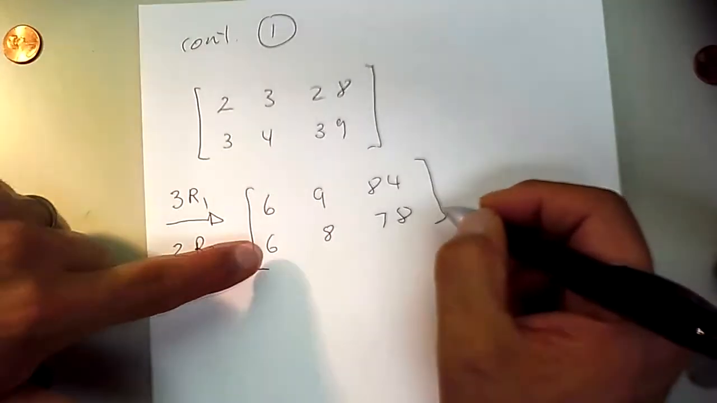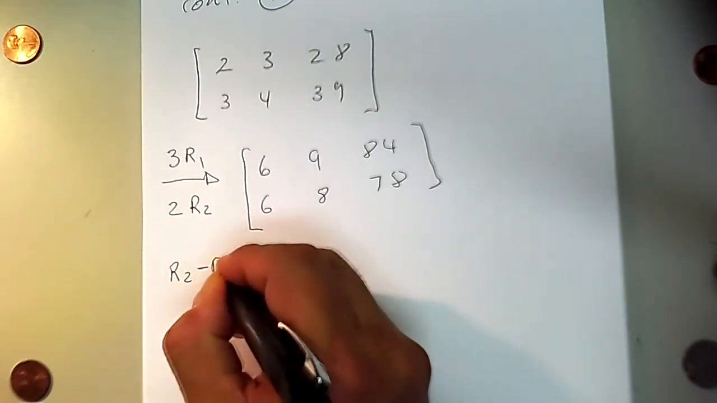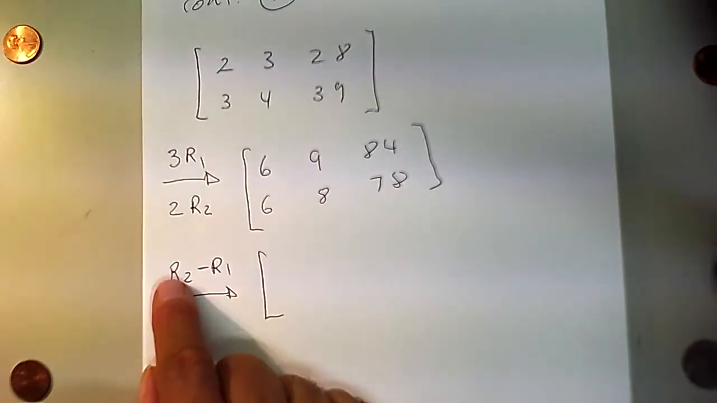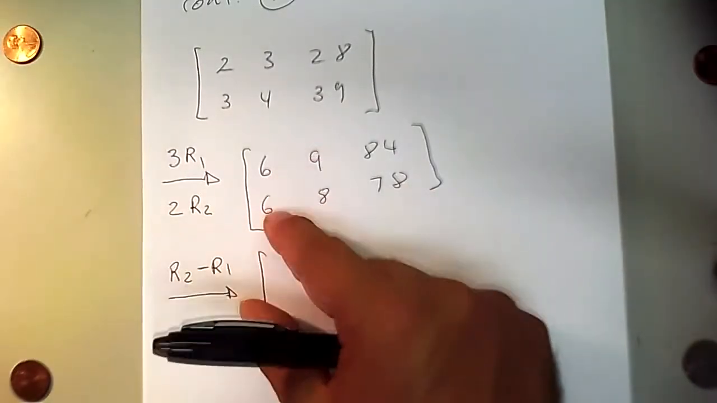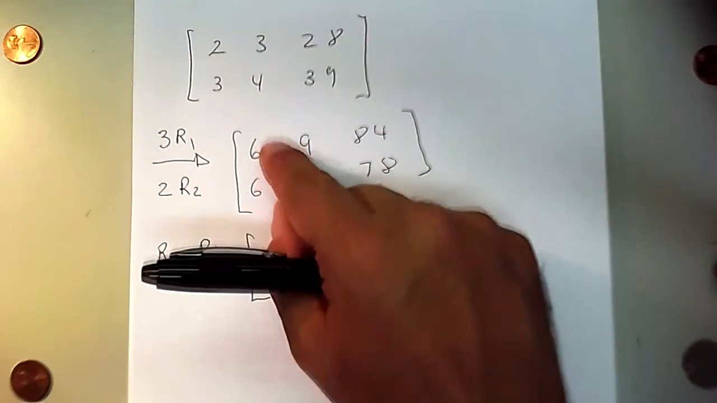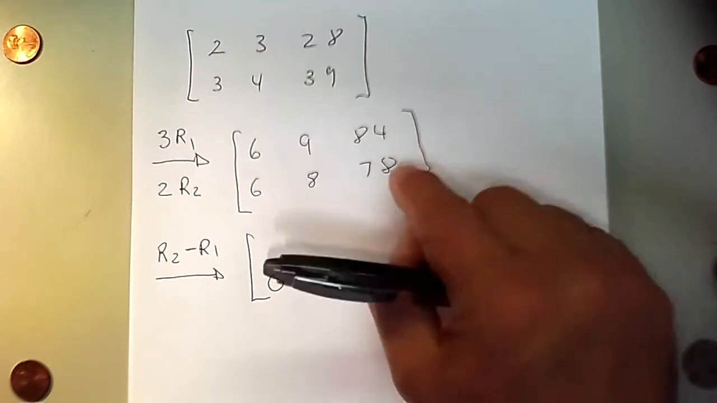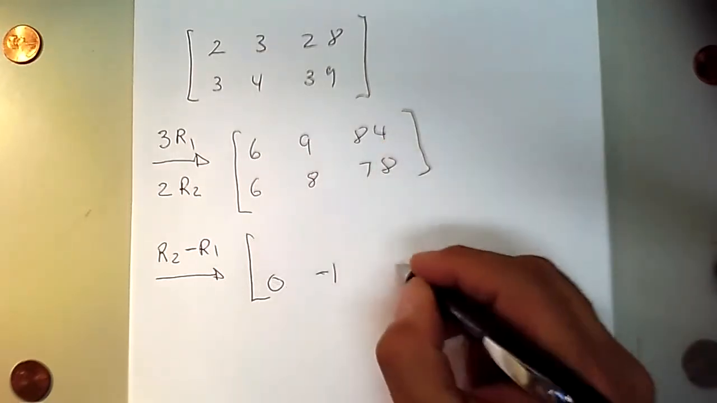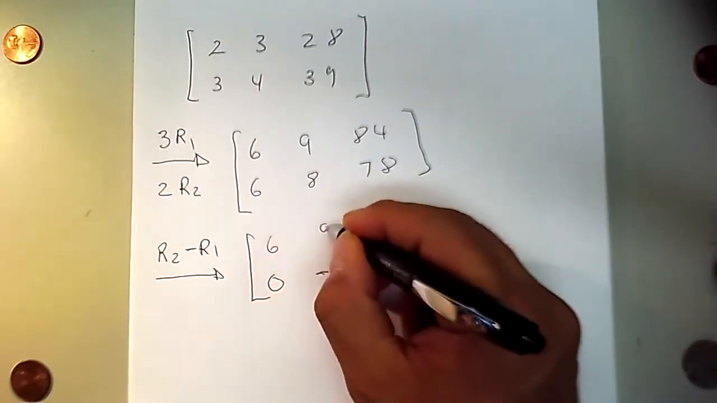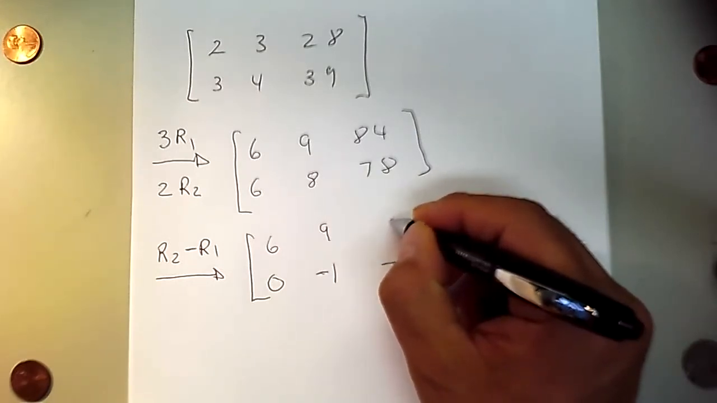And then we can do row 2 minus row 1. That means row 2 is going to stay as is, except that we're going to subtract row 1 from it, element by element. So 6 minus 6, 0. 8 minus 9, negative 1. 78 minus 84, negative 6. And keep the first row as is: 6, 9, 84.